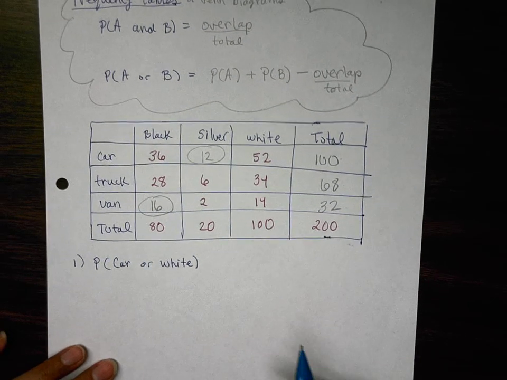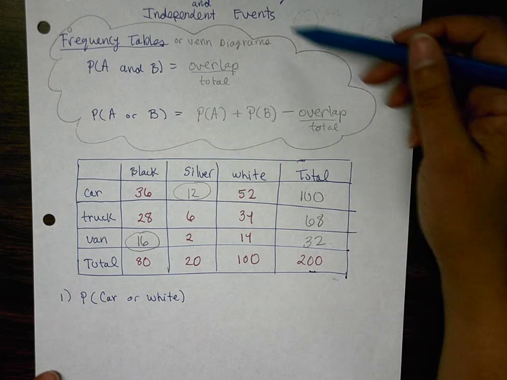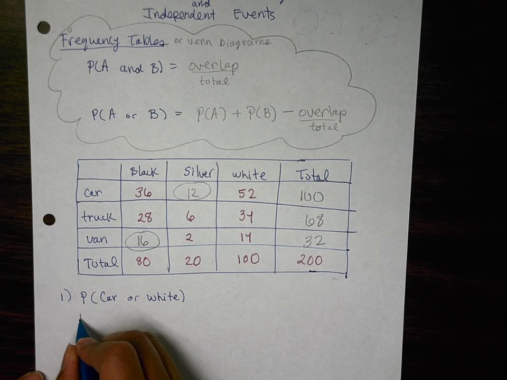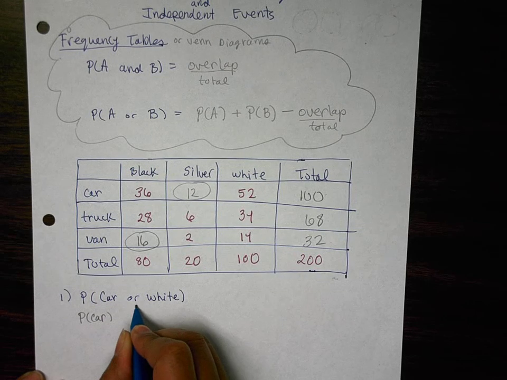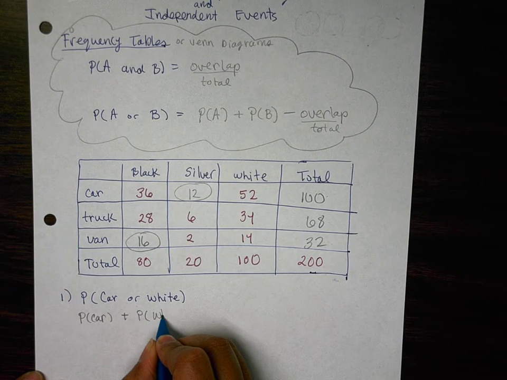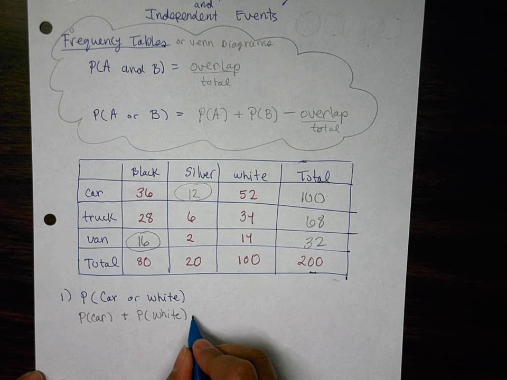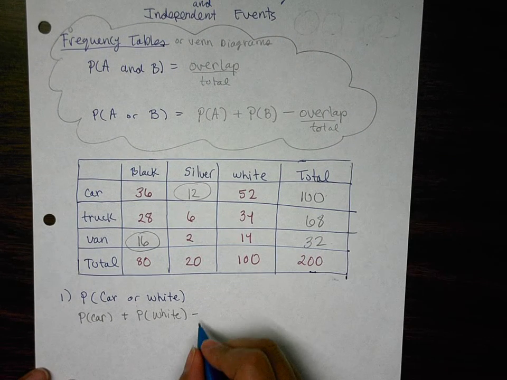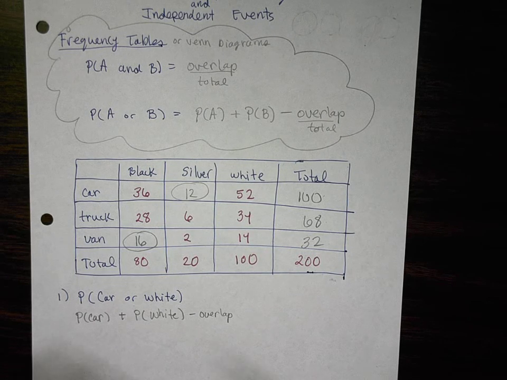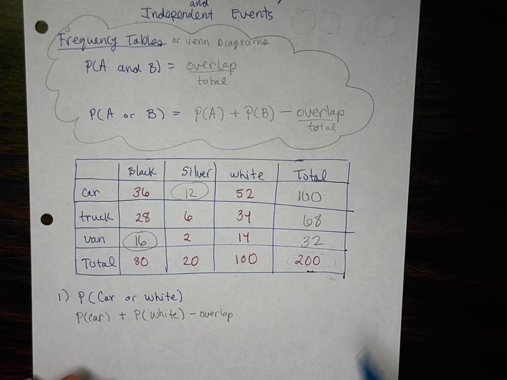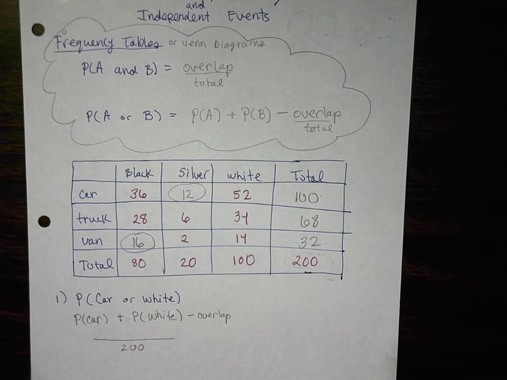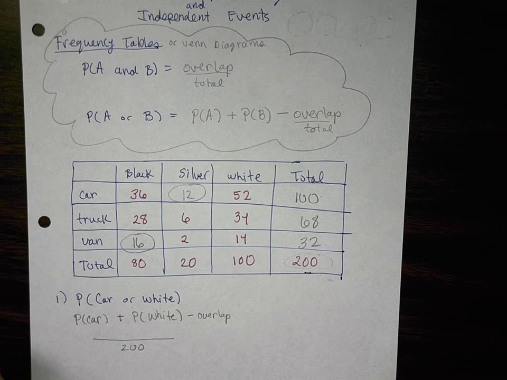So look up at your probabilities over here. What do we do? Probability of just the car, plus the probability it is just a white vehicle, and then minus the overlap. Now, what's the total all the way around? So are you guys okay if we just make one big fraction with 200? You can make 3 individual fractions if you want to. I'm just going to make one.